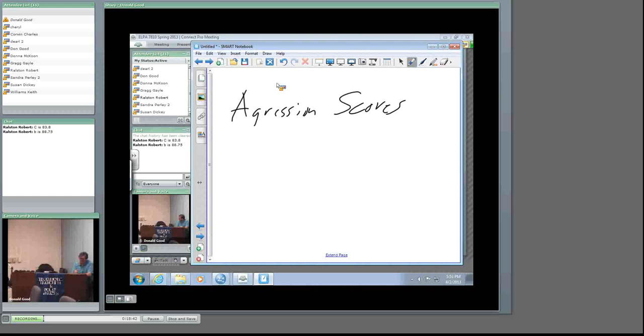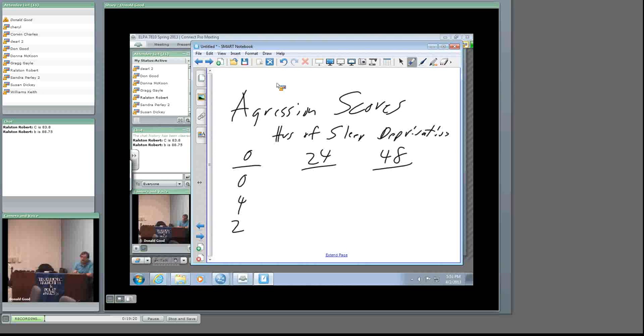So, hours of sleep deprivation. One group was not deprived of sleep at all, 0 hours. Another group was deprived of sleep for 24 hours. Another group was deprived of sleep for 48 hours. And the aggression scores within each group: for the non-sleep deprived people, they are 0, 4, and 2. The aggression scores for people who were sleep deprived for 24 hours are 3, 6, and 6.